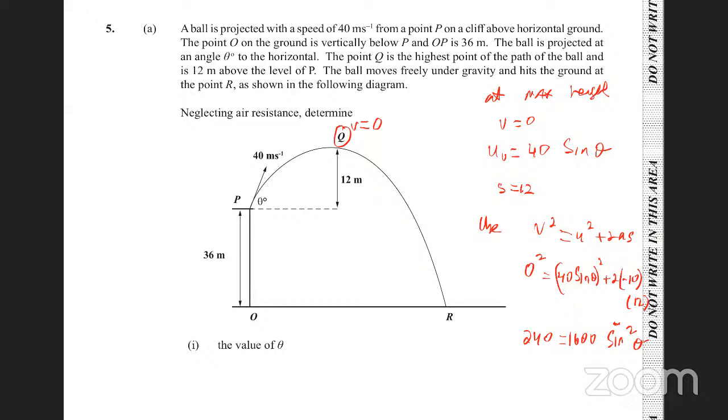Right, so we know the final vertical velocity. We know the initial velocity vertically. We know the acceleration vertically. We know the displacement vertically. We know everything vertically, so we've got to go.